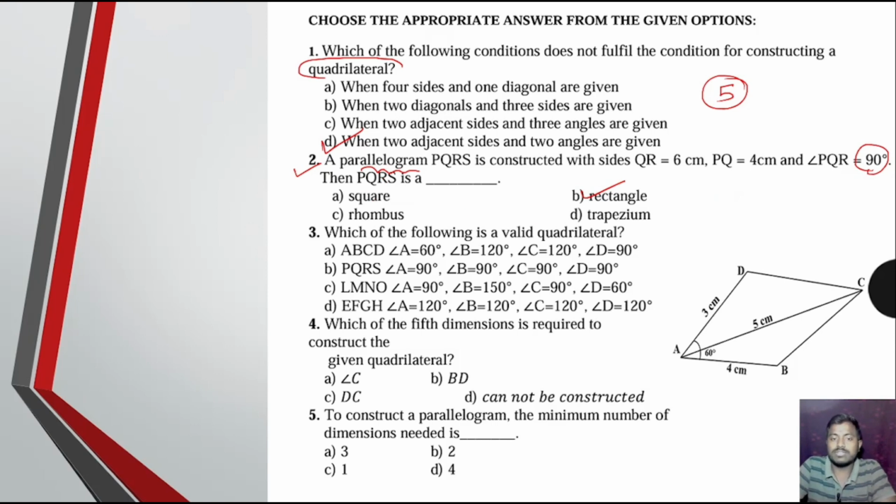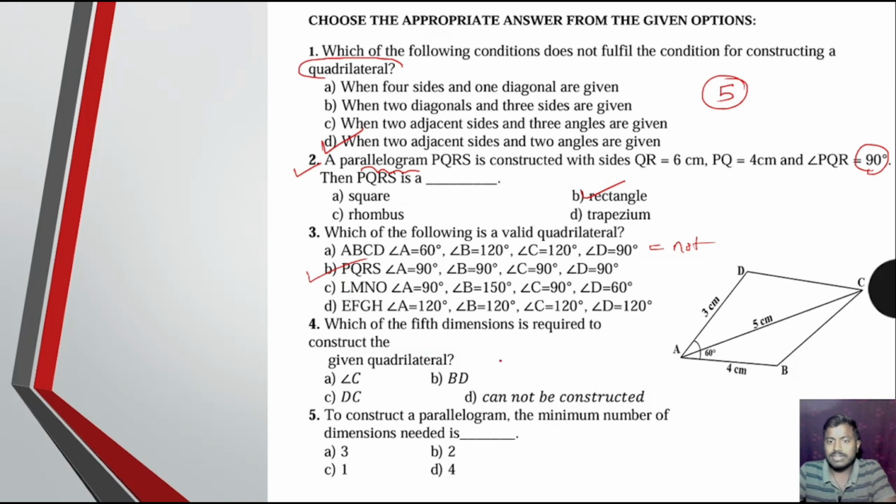Next question, question number 3. Which of the following is a valid quadrilateral? Quadrilateral means we know that the sum of all angles is equal to 360 degrees. Check whether the sum is 360. So the first one is 60, 120, 180, 180, 90. Sorry, 120, 200, 390. So not. Here 490. So option B is the correct answer.